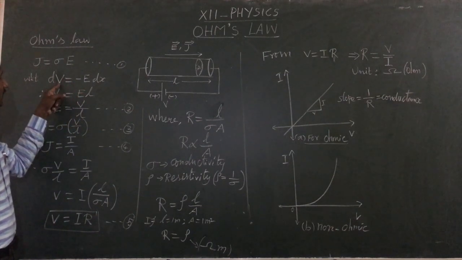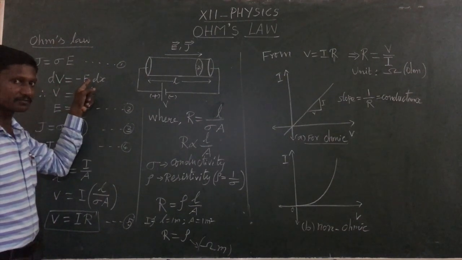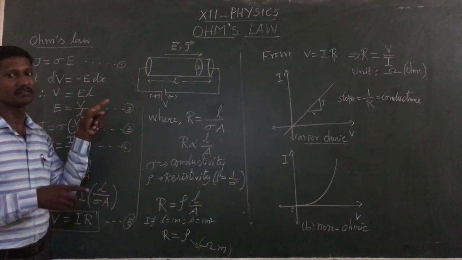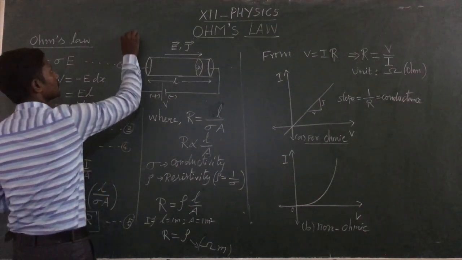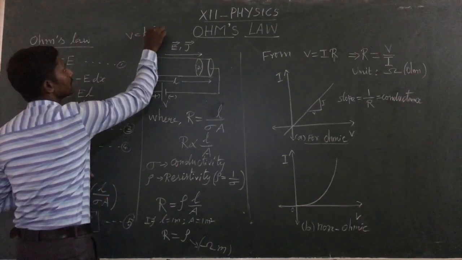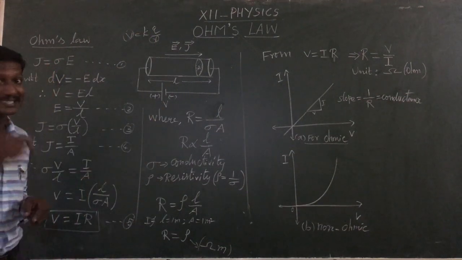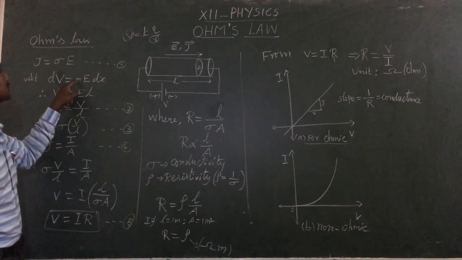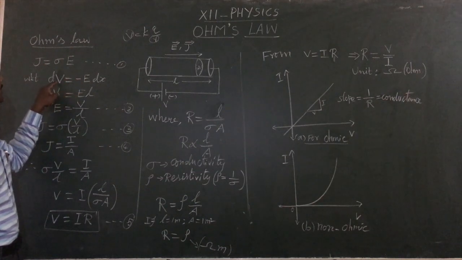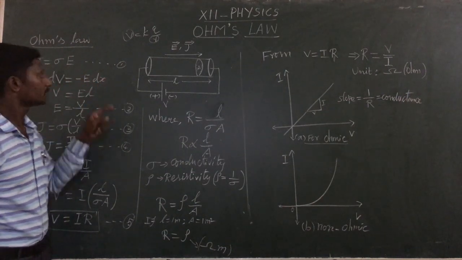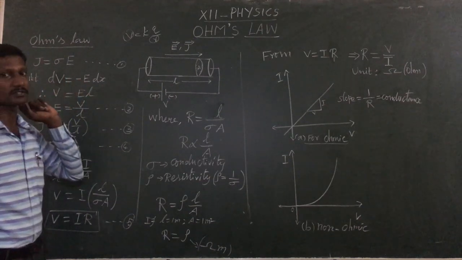The potential difference is directly proportional to electric field, and the potential difference is inversely proportional to distance. As distance increases, potential difference decreases. So the minus symbol is mentioned here, because otherwise it would say the potential difference is directly proportional to length, and that is not correct. So we put the negative symbol.